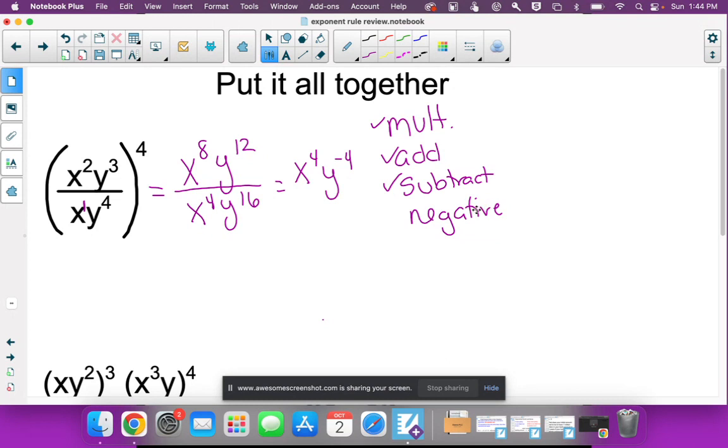Now take care of your negative rule. Okay, so the x does not need to change. It's positive. It's all good. Remember, this is over a 1. I need to reciprocate my y, just the y because it's the one that's got the negative exponent. So this is going to become x to the 4th over y to the 4th. And yes, you could write it as x to the 4th times 1 over y to the 4th, which is the same thing. But remember, we want our answer as simple as possible. And simplest form in this case would be to write it as one fraction, not two separate pieces that are being multiplied.